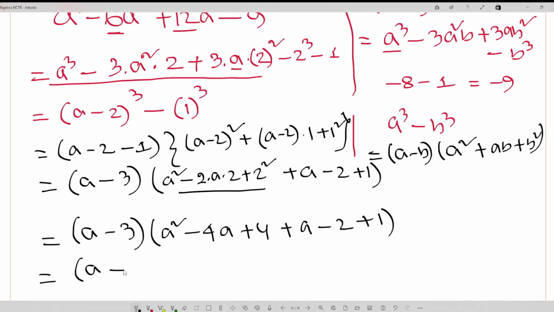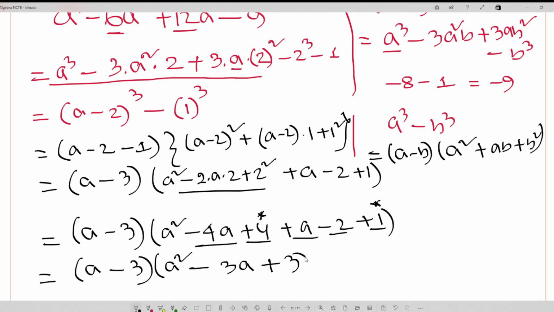Okay, so here is a minus 3, then here is a square minus 4a and plus a, it will become minus 3a. Then here is plus 4 minus 2 plus 1, it means 4 plus 1 is 5, minus 2 is 3, then plus 3, and this is our answer.